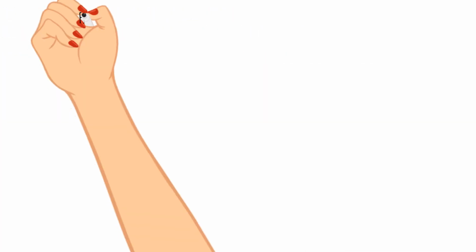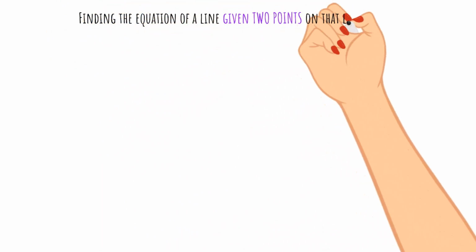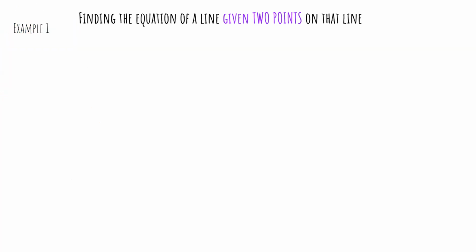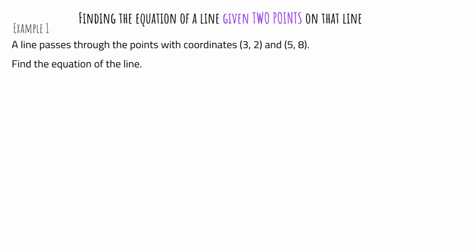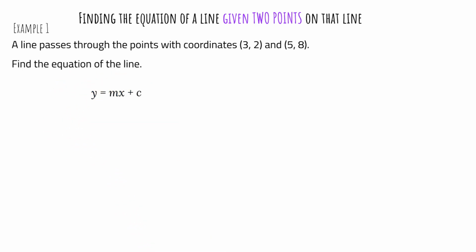And finally, for this tutorial, I want to look at finding the equation of a line given just 2 points on that line. Here's an example. A line passes through the points with coordinates (3, 2) and (5, 8), and we want to find the equation. Well, if I look at y = mx + c, I don't have m and I don't have c, so I need to find both of these.